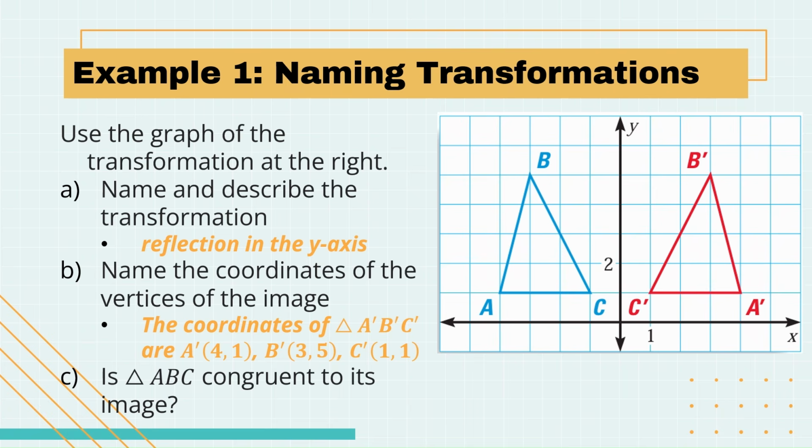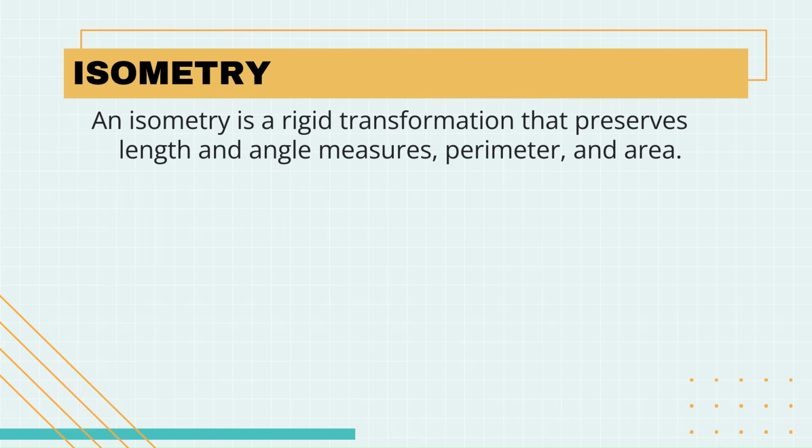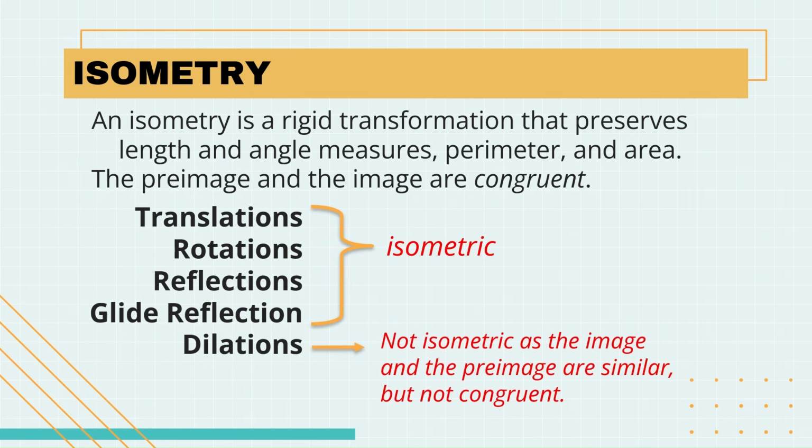Now here's a term you might hear: isometry. This is just a fancy word for a transformation that preserves distance and angles. So basically, all rigid motions are isometries.